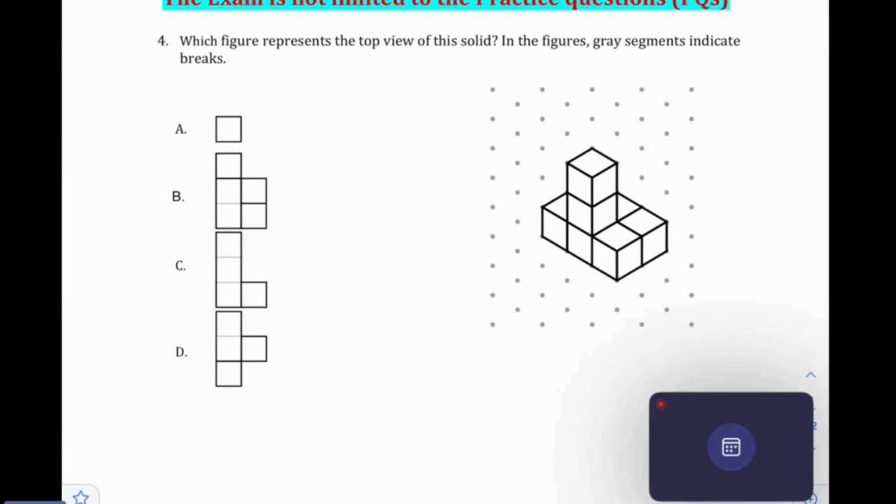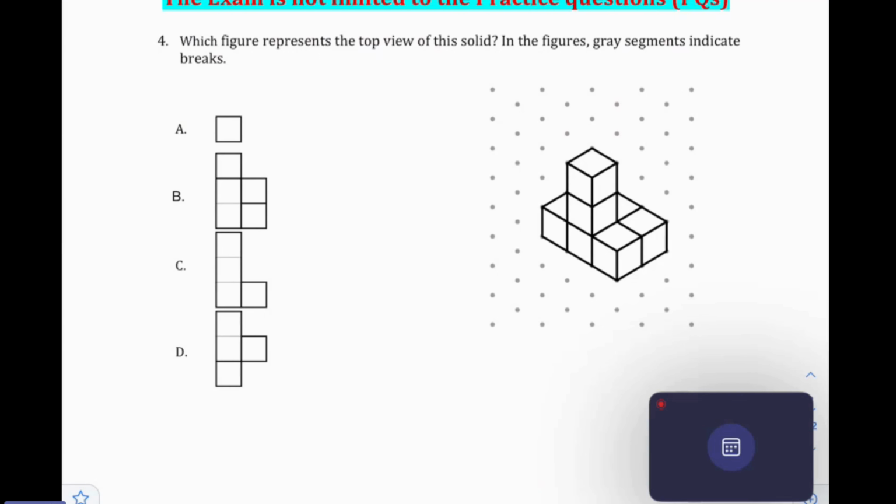Now, let's see question 4. Question 4 is, which figure represents the top view of the solid? In the figures, gray segments indicate breaks, which we're talking about as the red lines here. Okay, let's check here. Have a look here. Which one is the best answer?